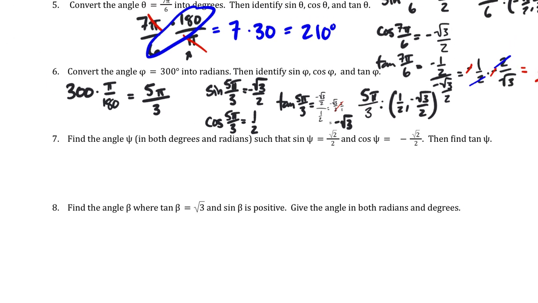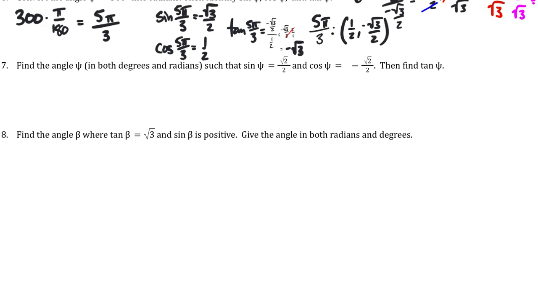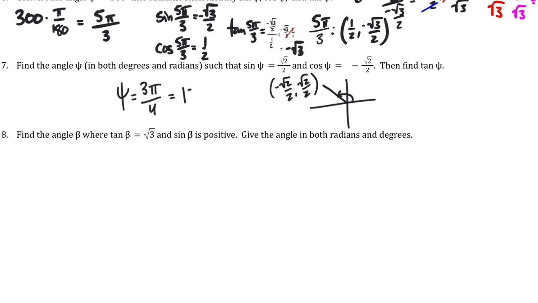Next one, it says find the angle psi in both degrees and radians such that sine of psi is root 2 over 2 and cosine is negative root 2 over 2. So on the unit circle, that means that we have a negative x value and a positive y value, which means that this angle is the one we're talking about. This is the coordinate negative root 2 over 2 comma root 2 over 2. And so that means that this is the one we're talking about. This is 3 pi over 4. So we'll write psi equals 3 pi over 4, or 135 degrees. You can just see that on the unit circle too.